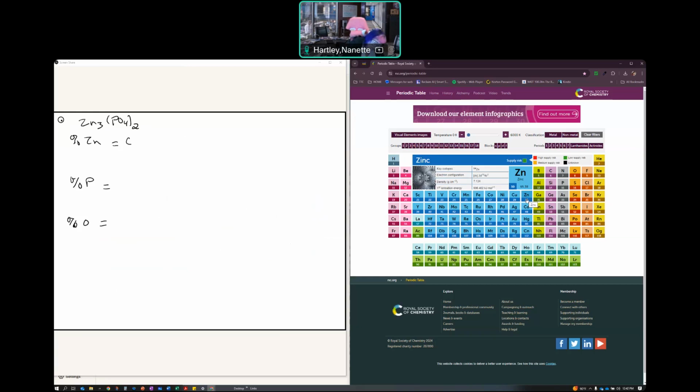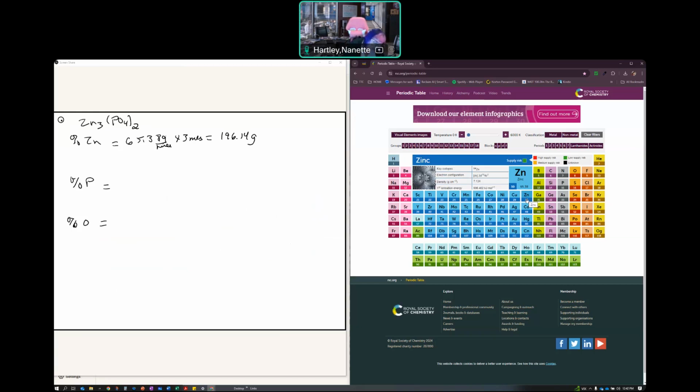65.38. There are 3 of those. And again, this is grams per mole times 3 moles. It's going to give me an answer in grams. 65.38 times 3 gives me 196 grams.